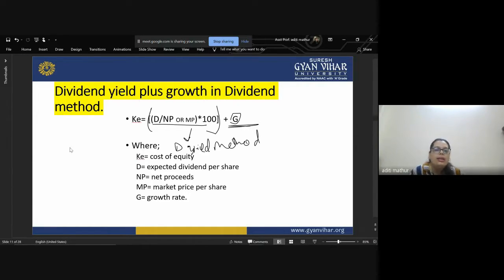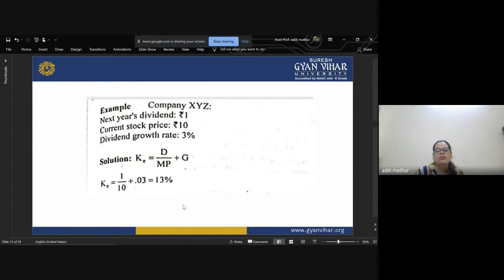So therefore, the new formula to calculate K with the help of the dividend yield plus growth is equal to dividend per share divided by net proceeds or market price per share into 100, whole added with the capital G, that is your growth rate. Again, remember the growth rate will be in percentage, right? So now let us solve a small question to understand how to do these types of questions.